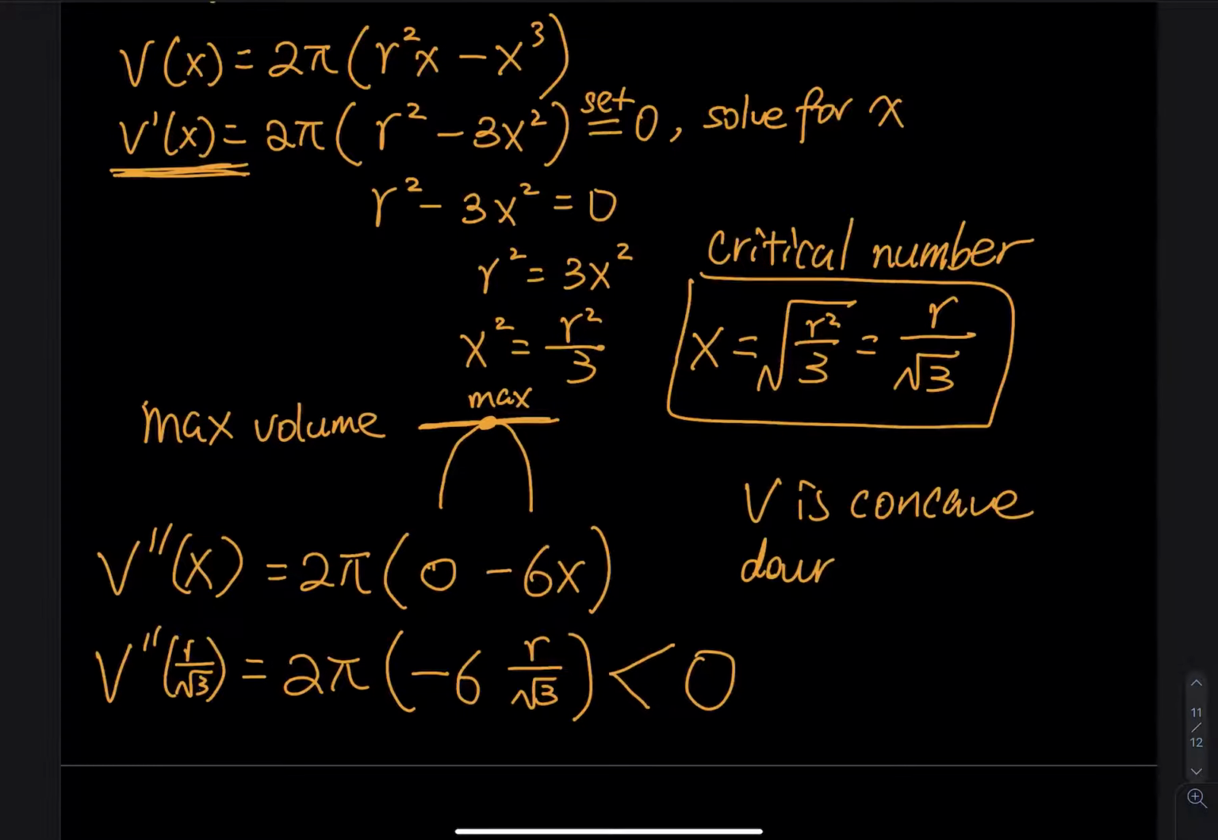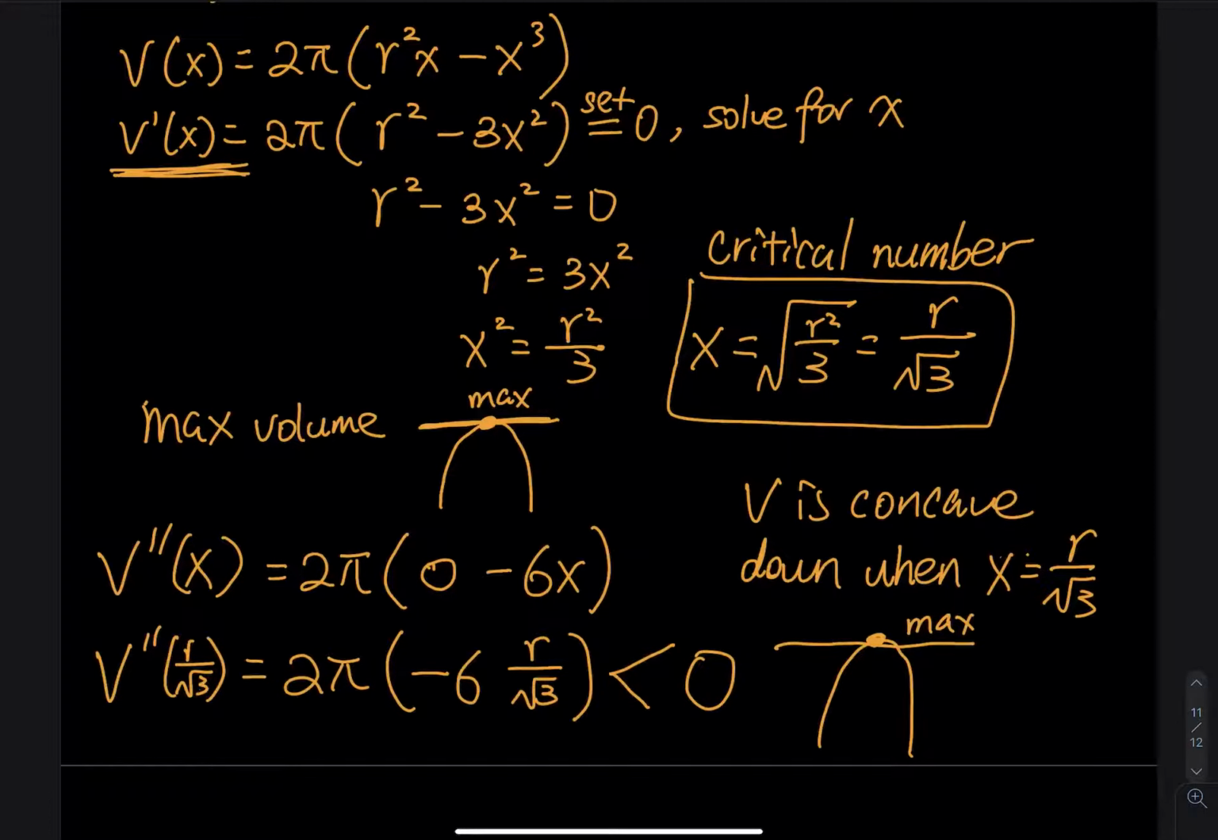When x is equal to r divided by root 3, we have a concave down, and then when x equals that, we have the first derivative equal to 0. That creates a horizontal tangent. That means when x equals that quantity, we have a maximum. All right, when x equals that quantity.